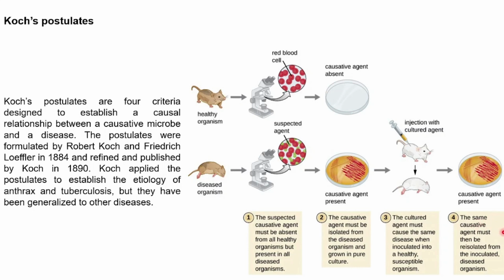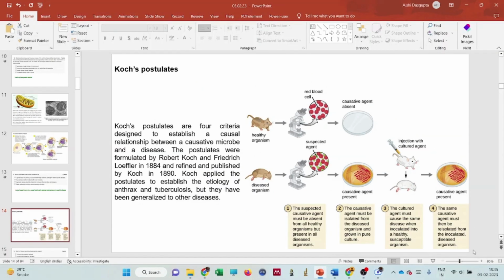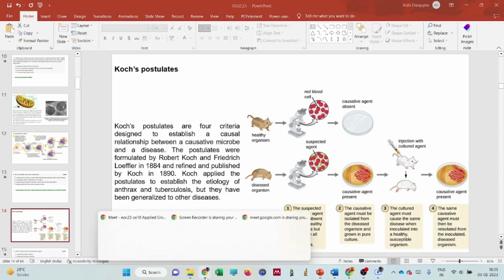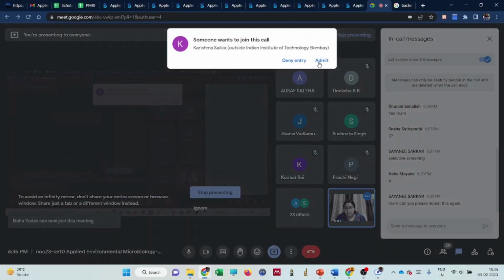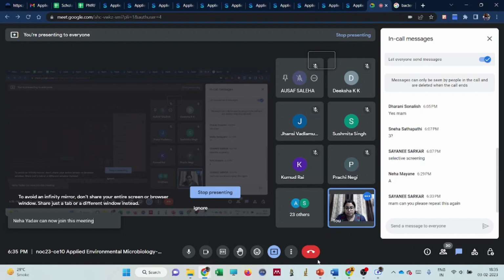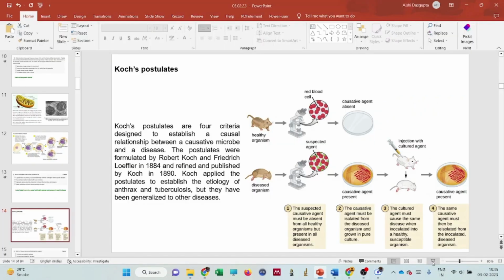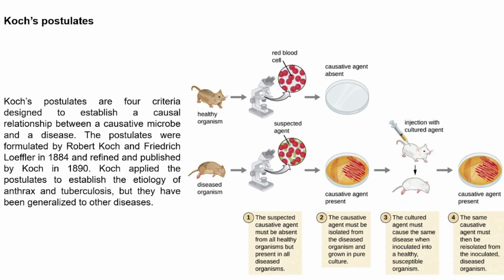The same causative agent must then be isolated from the inoculated diseased organism. So the second time, the healthy organism that we infect should fall sick, should be diagnosed with the same disease, and then we'll re-isolate that agent from that organism, and then we'll again grow it to see.